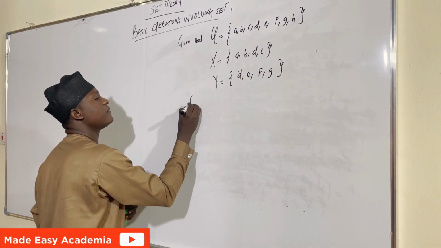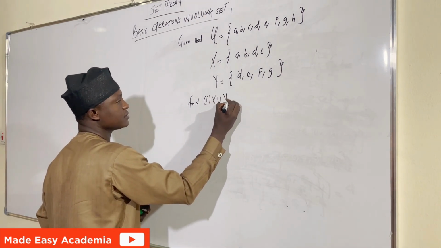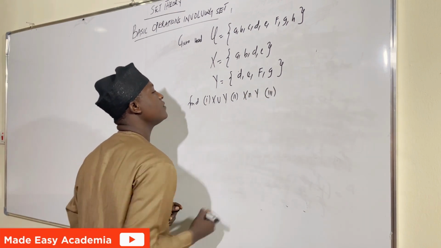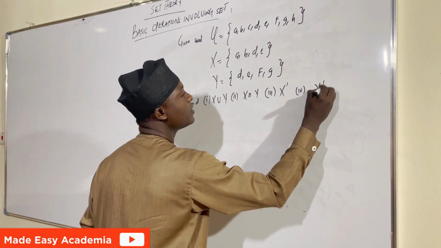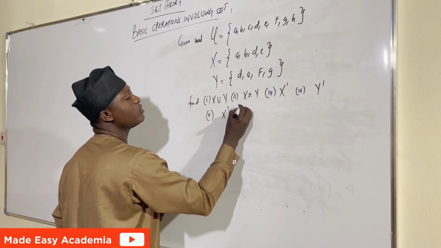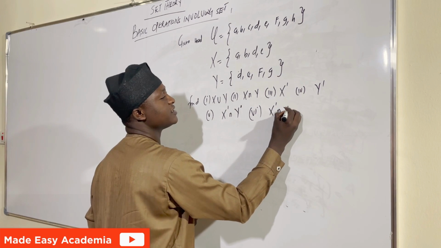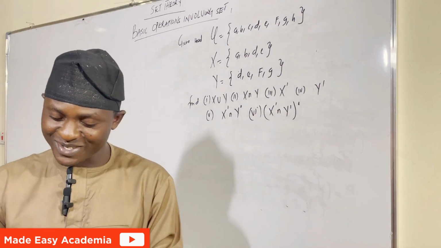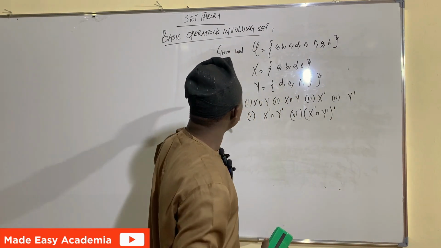Now the first question is, find: Roman figure 1, X union Y; Roman figure 2, X intersection Y; Roman figure 3, X complement; Roman figure 4, Y complement; Roman figure 5, X complement intersection Y complement; Roman figure 6, X complement union Y complement. You can see they're just trying to do some kind of things. You can see all are very simple and straightforward. So far you understand what we have mentioned so far.